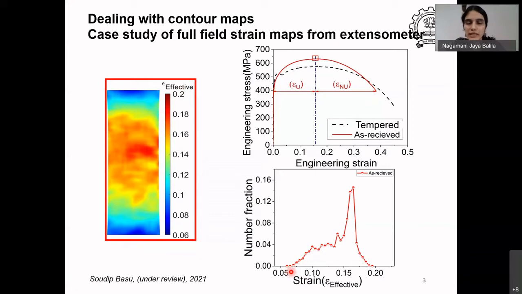The histogram of strain is plotted, and that histogram is converted to a number fraction, which is that let's say at a particular strain of 10%, you had so many pixels showing that amount of strain, and that is divided by the total number of points that were measured. So that will give you the number fraction, the fraction of those points which are experiencing 10% strain. This tells you the fraction of points that are experiencing about 15% strain.